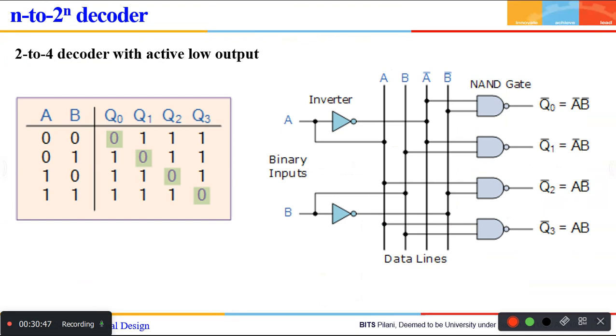Now, can you tell me what is the difference between this one and this one? Accordingly, your logic diagram also will change, right? Yes or no? So see here, this is active low output. Now what is the equation for Q0, Q1, Q2, Q3? You can get it in terms of only one gate. This you can do yourself. Just practice this. You will get it definitely.